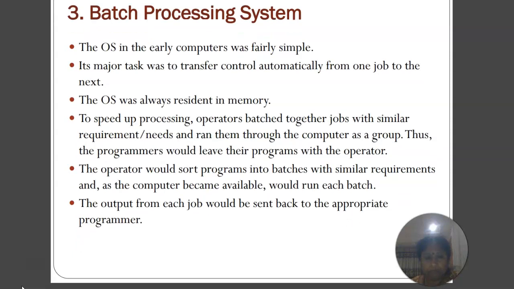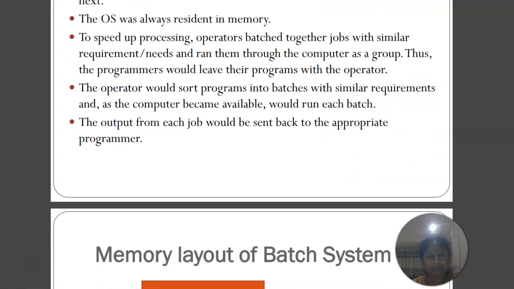The operator would sort the programs into batches with similar requirements, and as the computer became available, would run each batch. The output from each job would be sent back to the appropriate programmer.